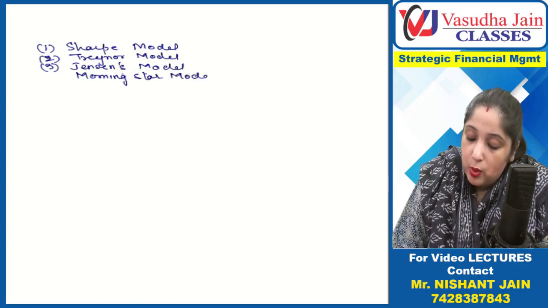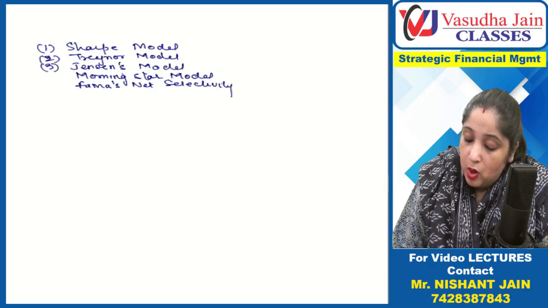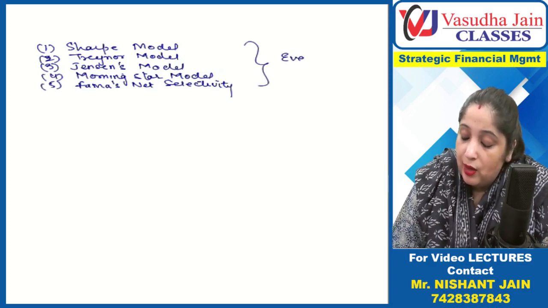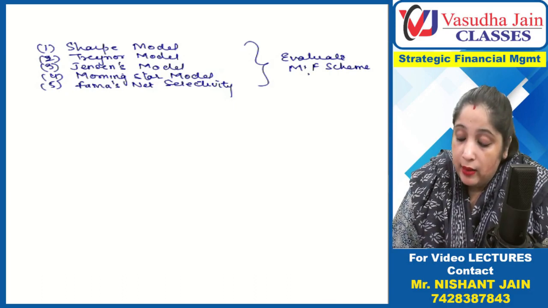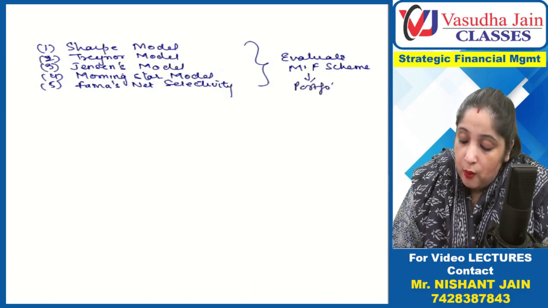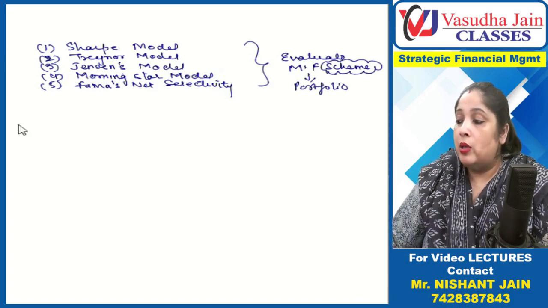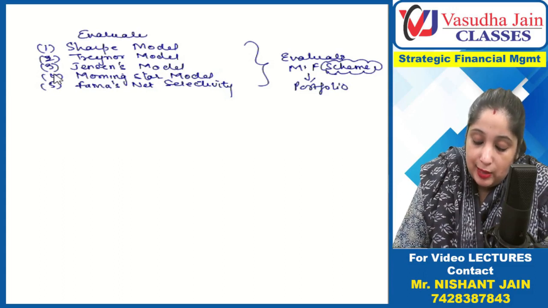Then there is also one more model, Fama's net selectivity model. These models are used to evaluate what, my dear students? Evaluate mutual fund schemes, or we can say mutual fund create various portfolios. Why am I using the word scheme? I'll just tell you in a second. So these are the evaluation models that is going to be my main topic of this lecture.